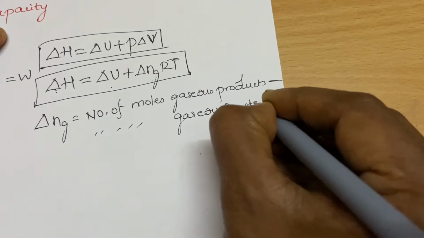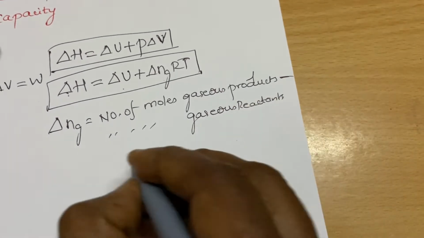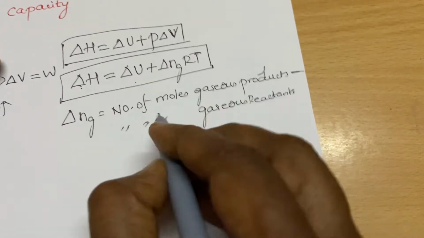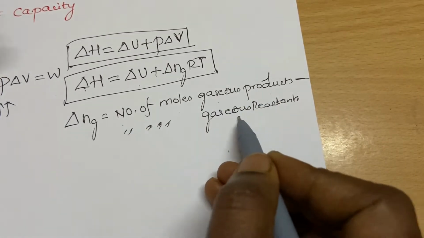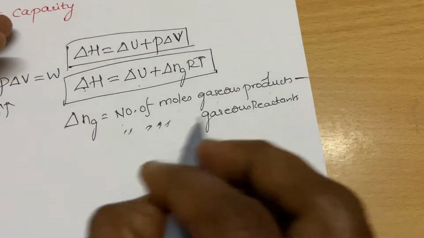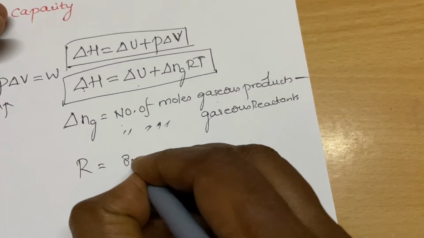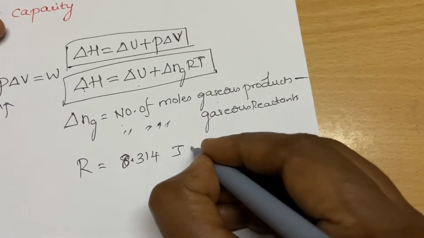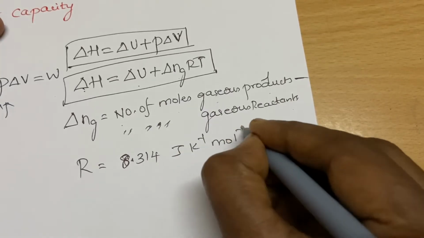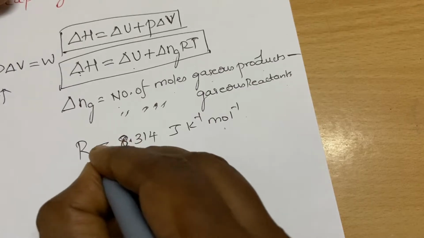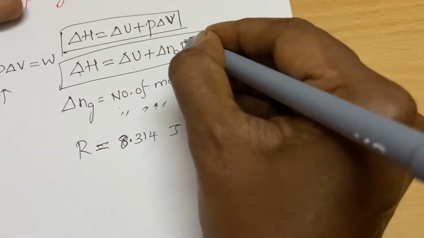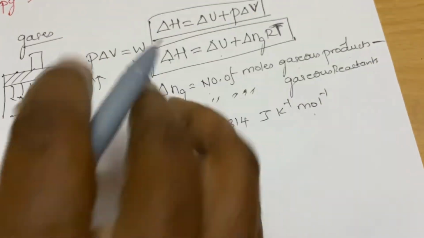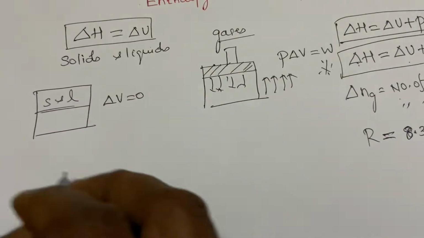That's all. When we do numericals, you will actually get to know what it is. So del Ng is the number of moles of gaseous products minus the number of moles of gaseous reactants, where R is your gas constant, which is 8.314 joules per Kelvin per mole, and T is the temperature in Kelvin. This is a very important equation which we are going to use while solving the numericals.